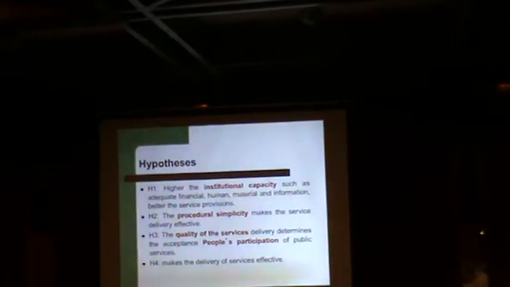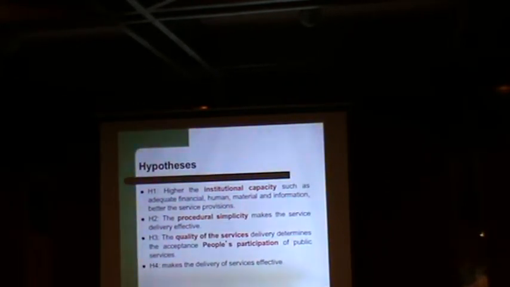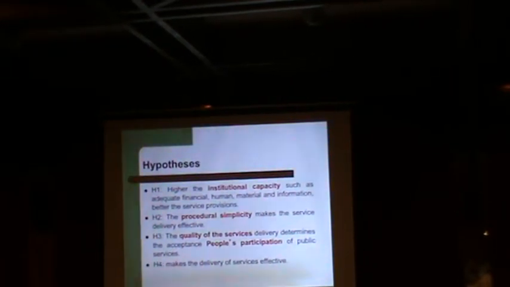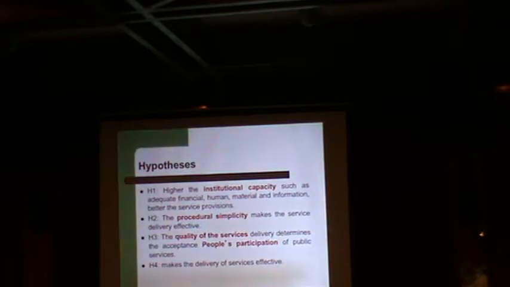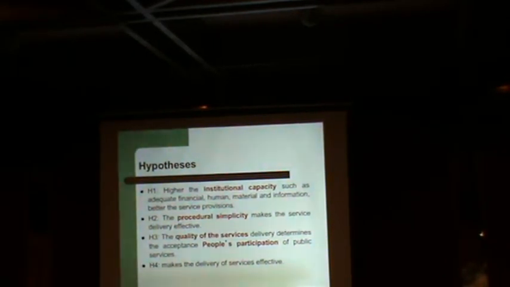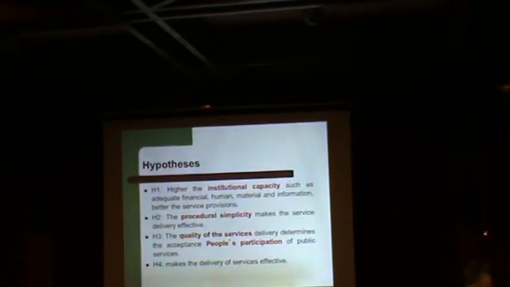You say that grassroots governance includes institutional capacity, meaning institutional capacity at the grassroots level. Institutional capacity is number one in your hypothesis. So how are you going to accommodate that to the concept of grassroots? There may be grassroots institutions, but that goes to decentralization, right?